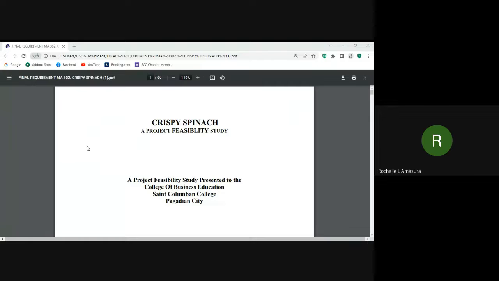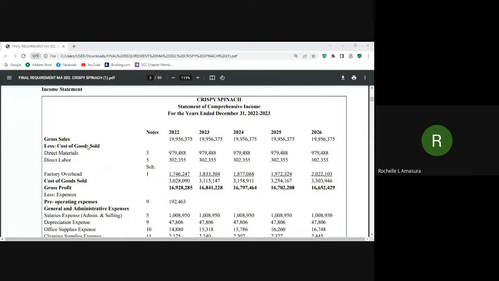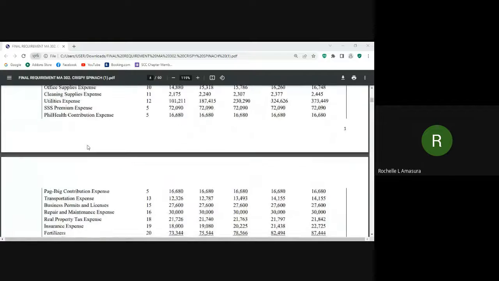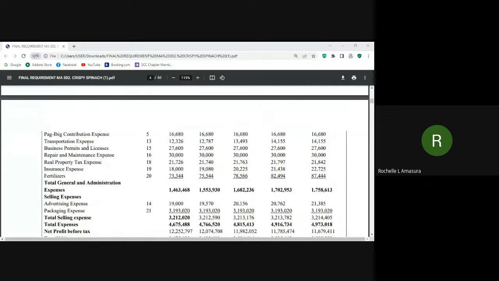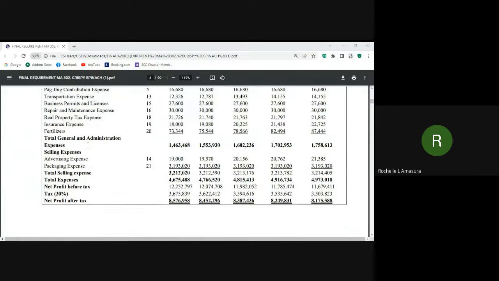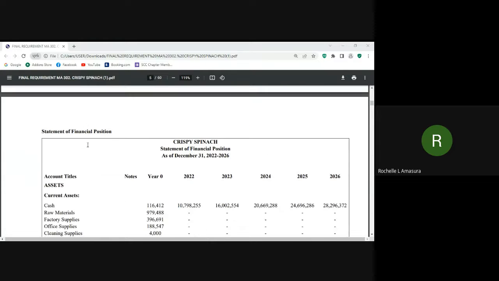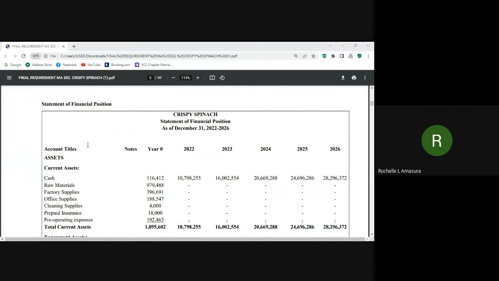Panagdait sa tanang kabuhatan. So now we will be reporting our feasibility study entitled Crispy Spinach. As what we can see, we have the net profit after tax. First, dako pa siya, nagkagamay siya in every year because of the inflation. And then let's move to the statement of financial position.